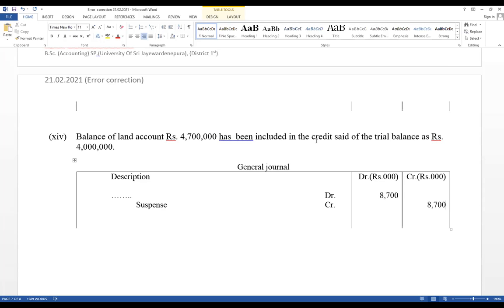All the errors do not affect suspense accounts. Some errors do not affect suspense accounts. Although trial balance is equal, there may be errors.